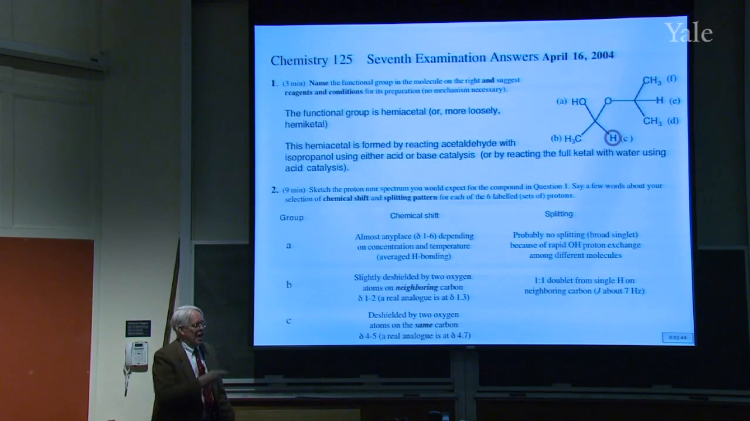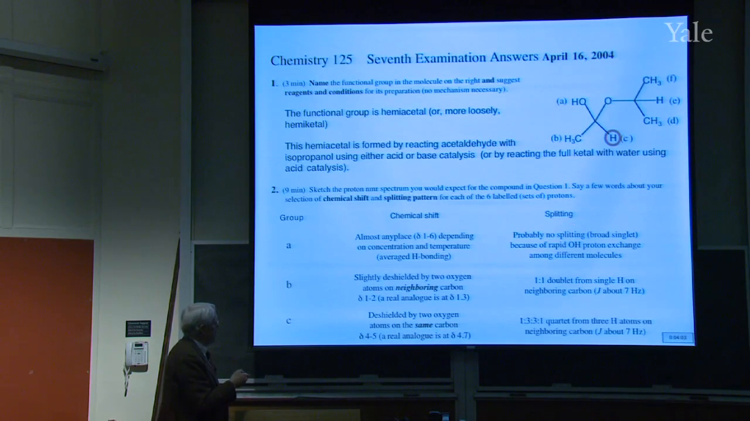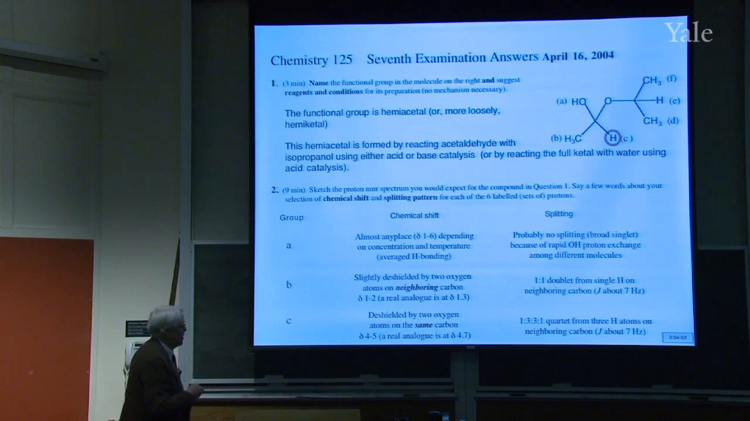Okay, now Derek, you tell us about the splitting of this one. I think it's a doublet of quadruplets, or a quadruplet of doublets. If it were split by this, that makes it a quartet, right? And this would make it a doublet, except we already said that that's probably exchanging. It would depend on the solvent, right? So probably it would just be a 1-to-3 to 3-to-1 quartet, right? And J about 7 hertz.